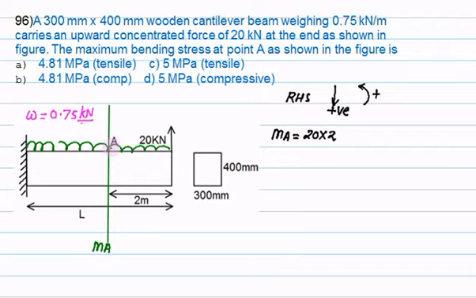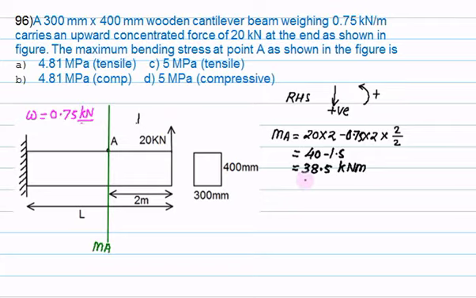And this UDL from this point to this point, will that UDL make a clockwise moment? This UDL will act here and it will make a clockwise moment. So this will equal minus 20 multiplied by 2, and this point load will act at a distance of 2 by 2. Oh, just a minute. The UDL is not 20, UDL is 0.75. So, how much? The moment above the point A is 38.5.